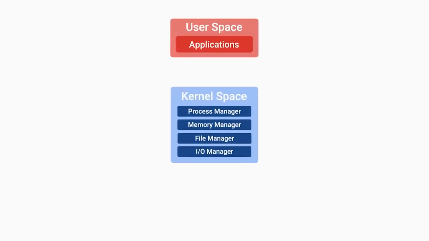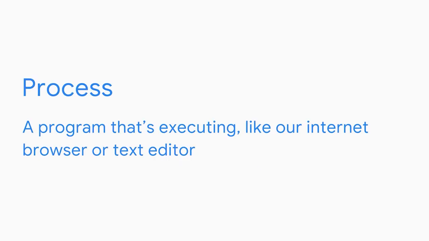One of the most important tasks that our kernel performs is process management. A process is a program that's executing, like our internet browser or text editor. A program is an application that we can run, like Chrome. Take note of the difference.